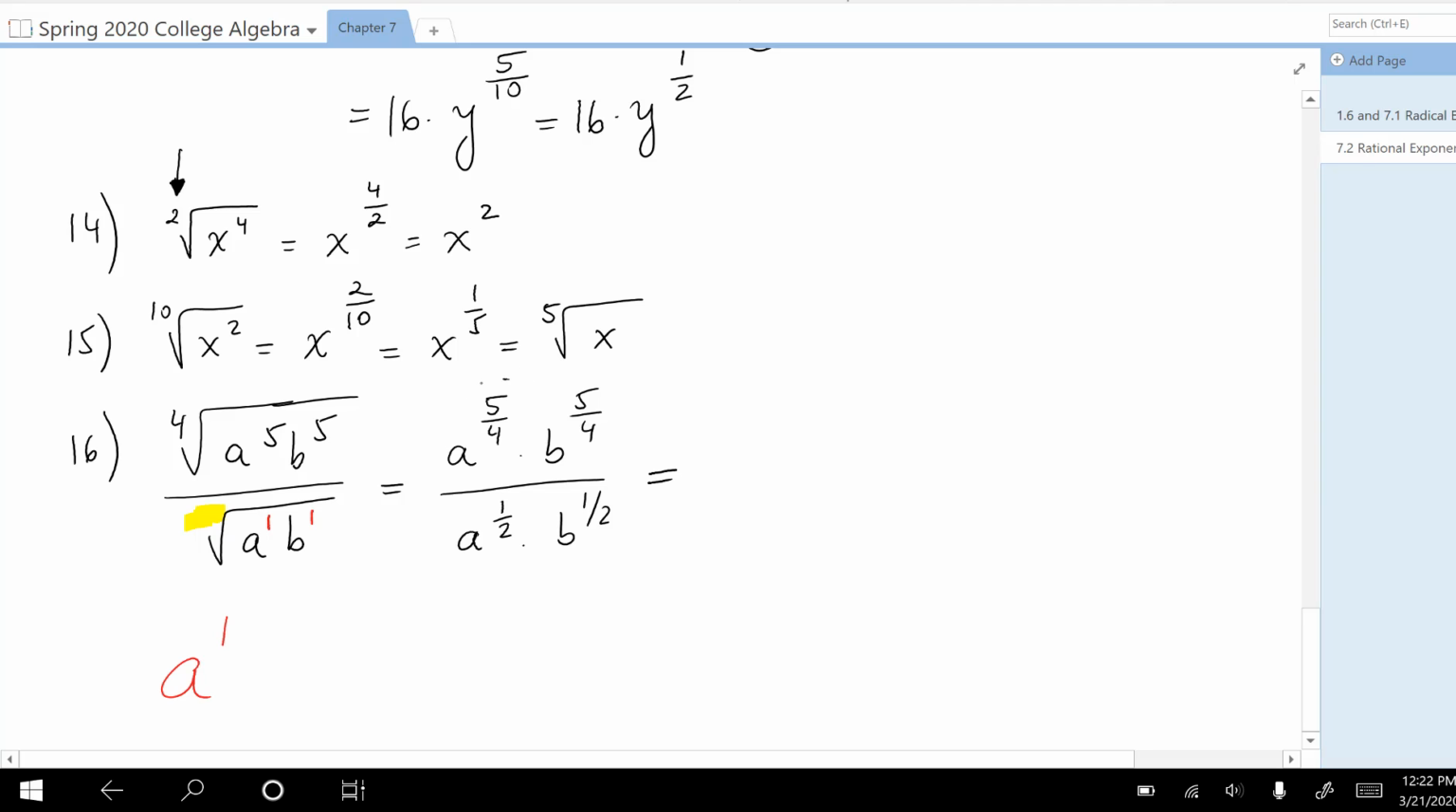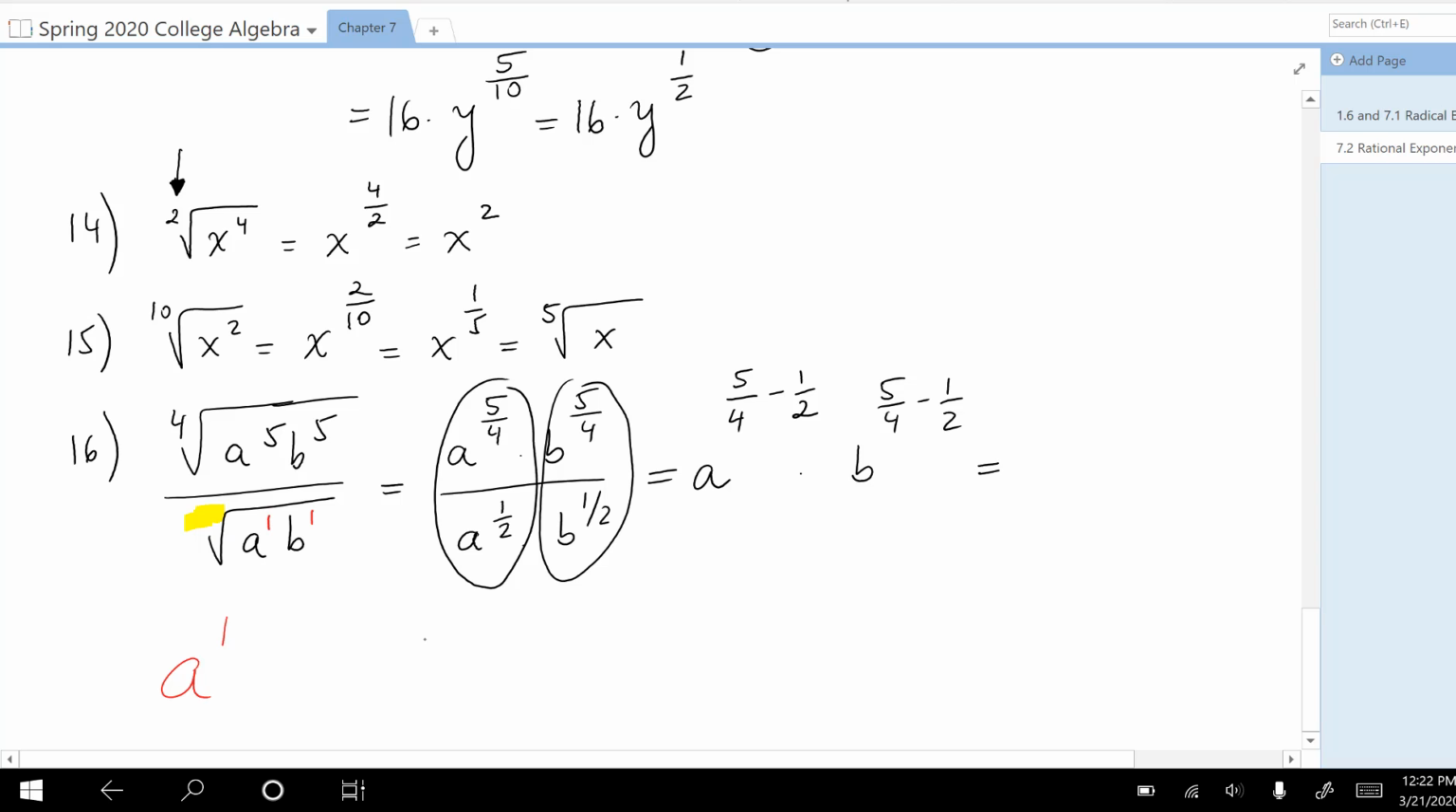So this one now, we copy the base and we subtract the exponents. So a to 5/4 minus 1/2, and then b to 5/4 minus 1/2. Well, we need to have the same denominators, so I'm going to multiply the second one by 2 over 2, because they are identical. So we get a to 5/4 minus 2/4, that's 3/4, and b to 3/4 as well. So basically we have fourth root of a to the third, b to the third, and that's the simplest form.